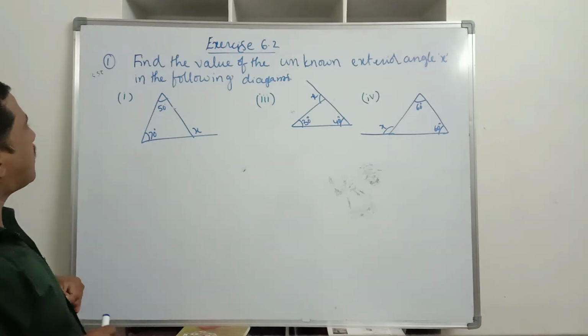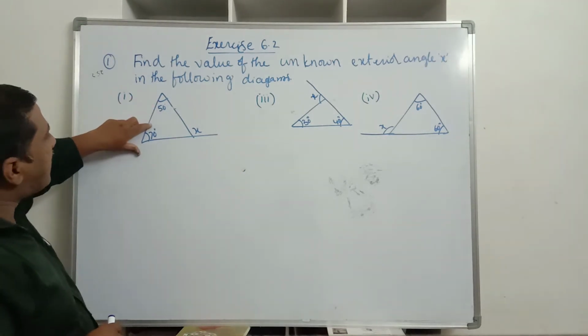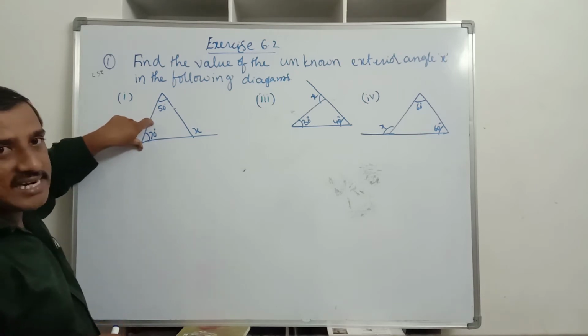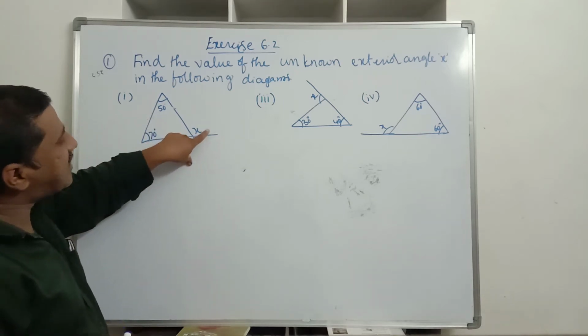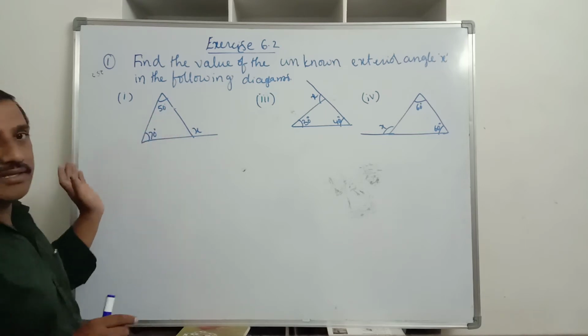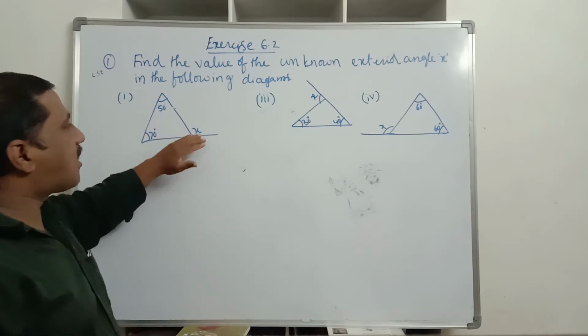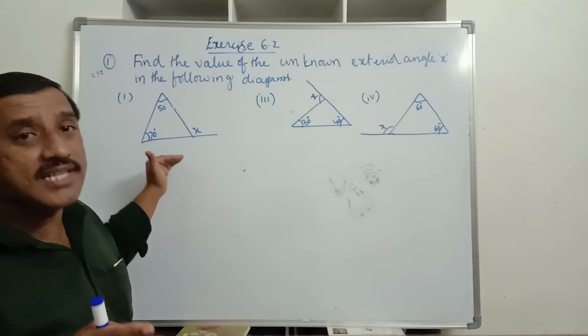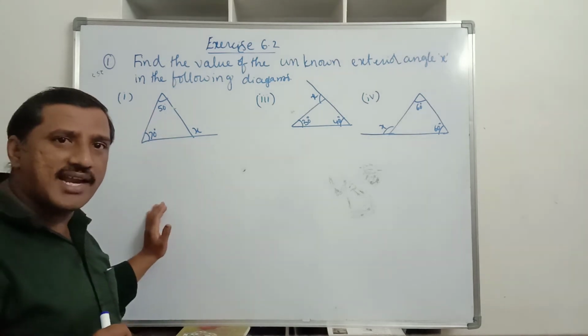See the first question, 50 degrees and 70 degrees. Two interior angles are given, and the exterior angle is x. So what is the relation between this x and these two interior angles? These two interior angles are interior opposite angles. They are opposite angles. Do you agree?